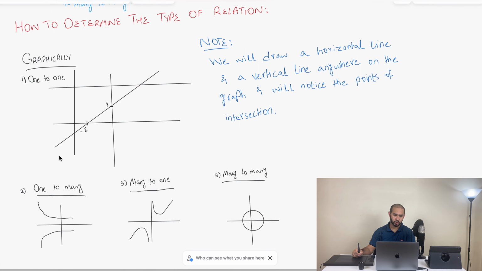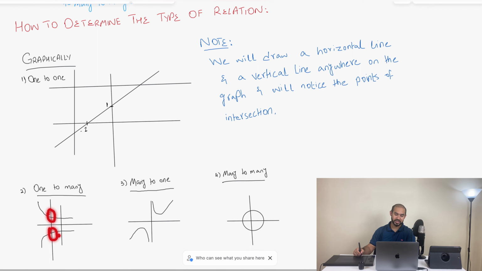Similarly, for the second graph, let's draw a horizontal and a vertical line here. When I've drawn a vertical line, I can see for a single value of x, there are 2 points of intersection. That means there are 2 values of y. That means this would be one-to-many.